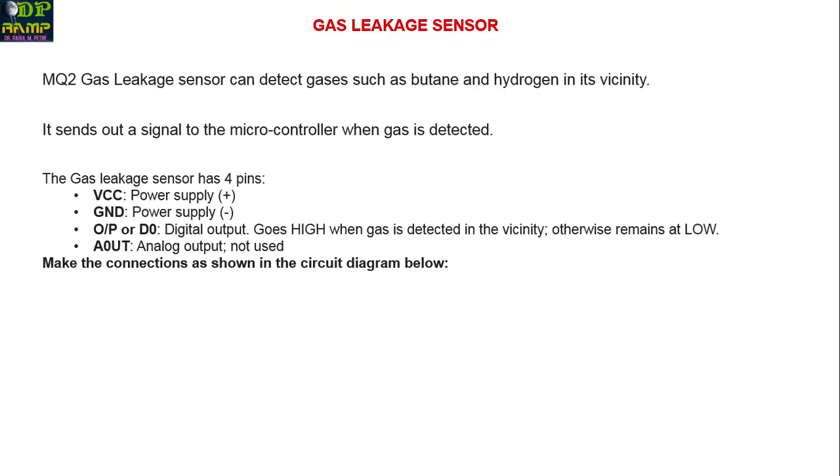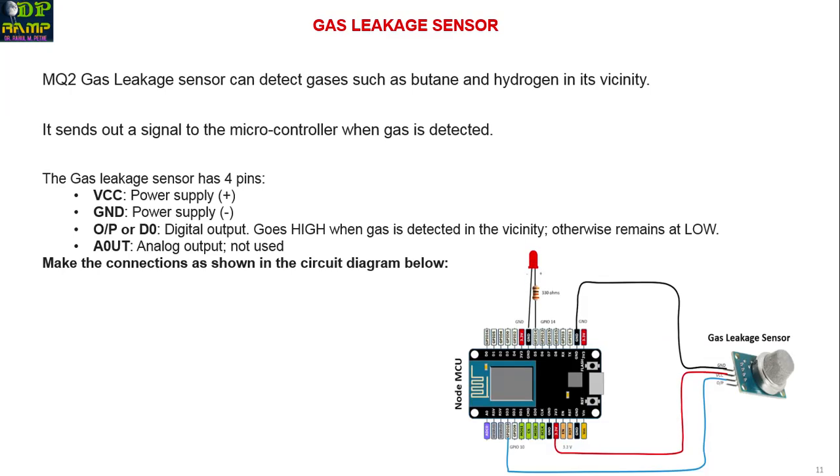One is output or D0, digital out, which goes high when gas is detected in the vicinity, otherwise remains low. The 4th pin is the analog out. It's not in use when we are going to connect with the D0 pin itself. So we can make the connection as shown in the circuit, where we connect the gas leakage sensor as an input to the general purpose input output pin. Out of 4 pins, we'll connect the output or D0 pin to one of the general purpose input output pins.